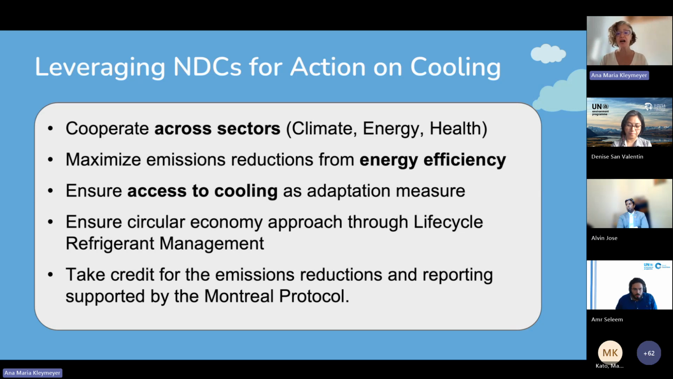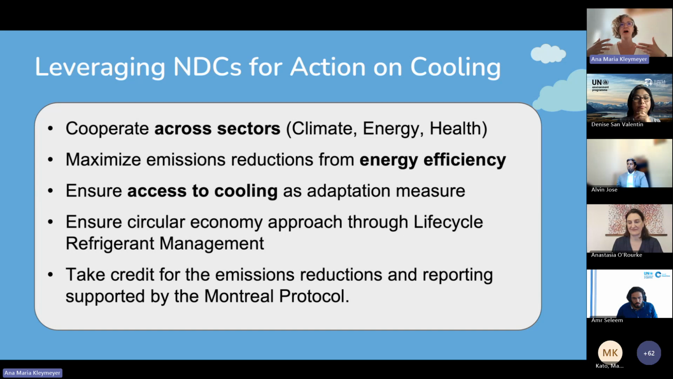Ensuring circular economy through that life cycle refrigerant approach is really important. And that's something that is also happening in other sustainable development aspects of our economies. And so folding the cooling sector in is beneficial, it's important, but it's not always done. And so we who are interested or working in the sector want to ensure that we're plugging in our information and our tools and technologies and options into the policy development processes.